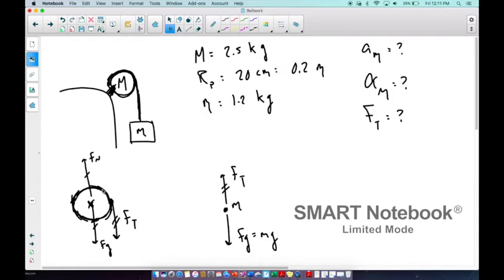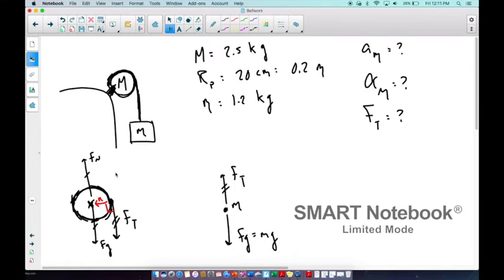So I know right away it's going to provide a torque to cause the pulley to have an angular acceleration. So here's my r vector. What is the angle between those two vectors? That's a 90-degree angle, isn't it? So this is quite simple. So I can write now Newton's second law expressions.